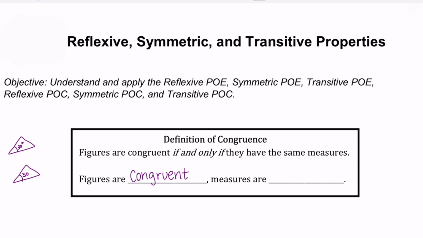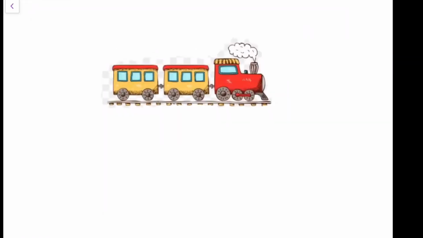Now measures. If I said that the measure of this angle here was 30 degrees and this one was also 30 degrees, the measure of angle A is going to be equal to the measure of angle B. If this is A and B, those would be equal measures, but the figures are going to be congruent. So measures are equal, figures are congruent.